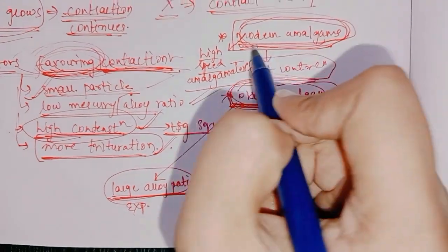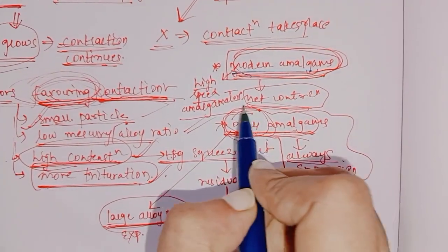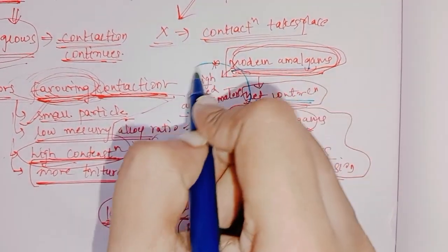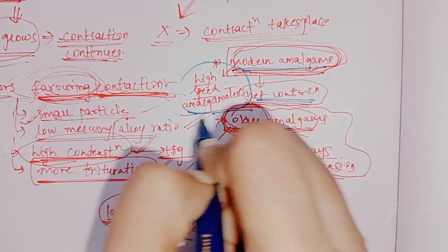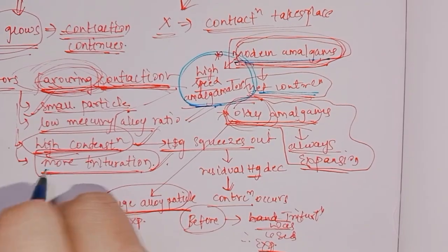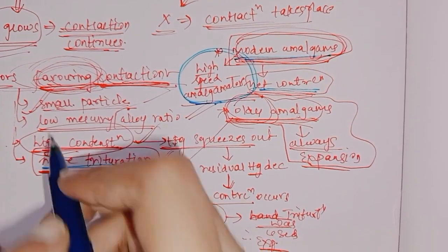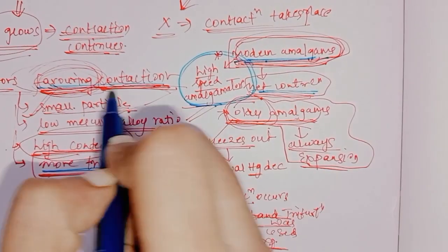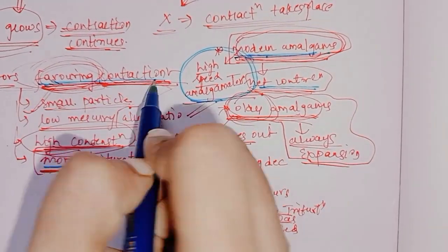Once again, modern amalgams use high speed amalgamators. Therefore, more trituration occurs. Therefore, it favors contraction. Modern amalgams favor contraction.